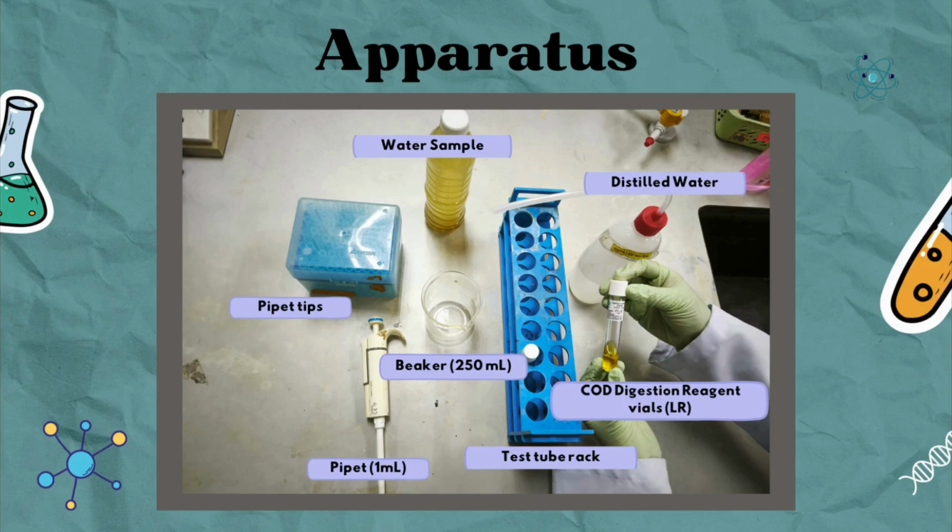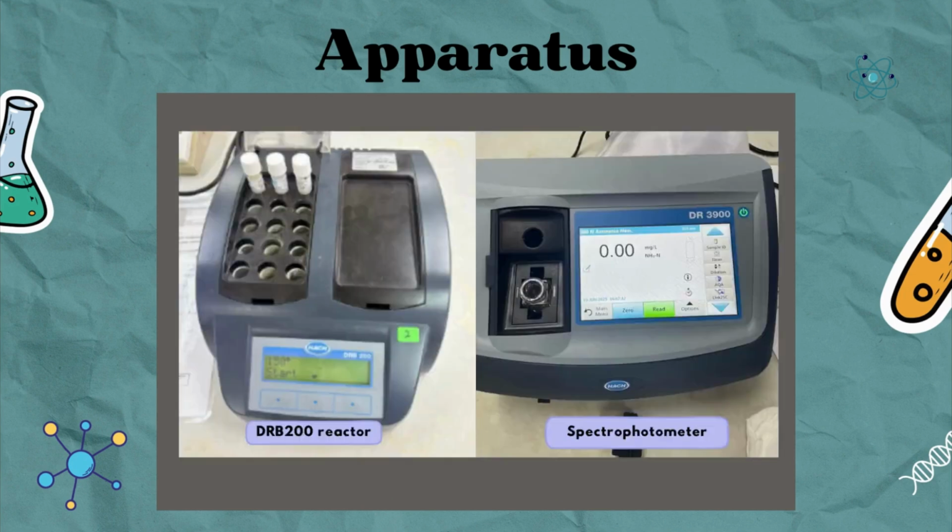Experiment 2. Chemical oxygen demand. The apparatus and material used during this experiment are 550 ml of water sample, 1 ml pipette, pipette tips, 250 ml beaker, test tube rack, low-range COD digestion reagent vials, distilled water, DRB200 reactor, and spectrophotometer.